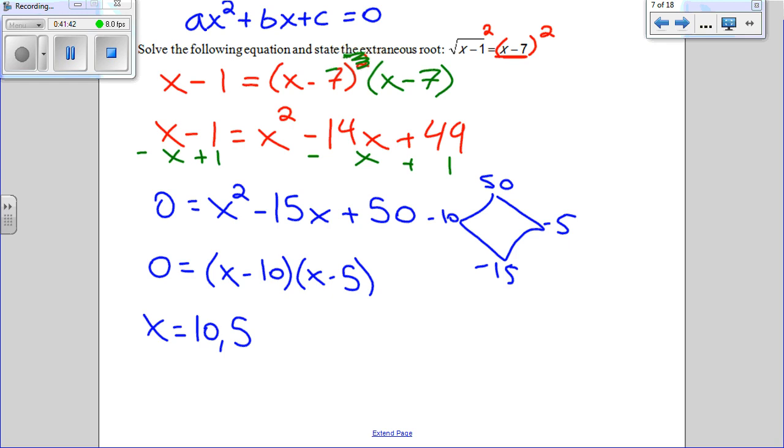Now, I don't want the focus to be on the solving in this case, because we haven't really looked at solving quadratics yet. We're going to review that all day tomorrow. Instead, what I want you to focus on is something called an extraneous root. Who remembers what extraneous root meant?